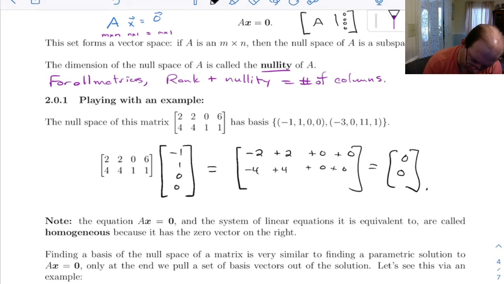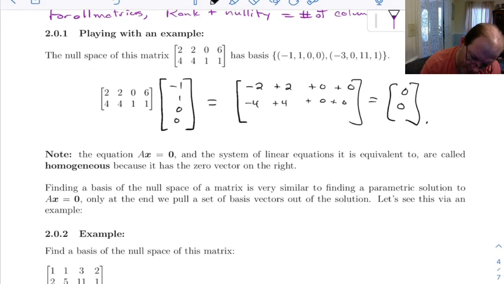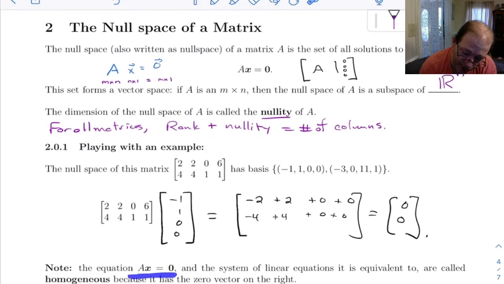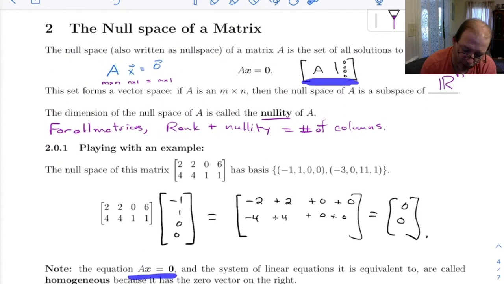Next up, I want to look at how to find a basis. Just note, if you have an equation like this where you've got a 0 on this side, it's called a homogeneous equation. So this is a homogeneous vector or matrix equation. If you write it out like this, it's a homogeneous system of equations.